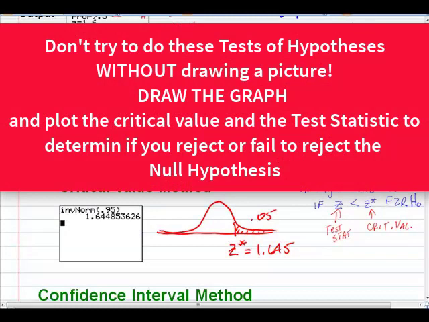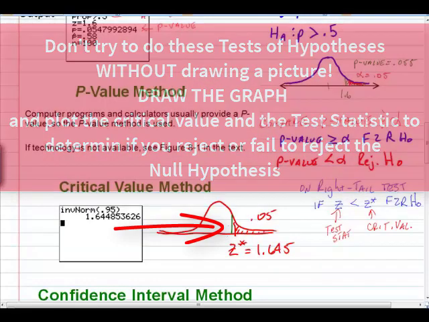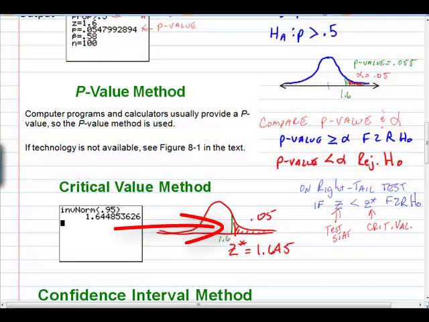With a test statistic of 1.6, we would see that our test statistic would fall right here, 1.6, and it would be less than 1.645, the critical value. It's easier if you draw a picture, compare the numbers, and if your test statistic is in the clear, we fail to reject the null hypothesis. Otherwise, we would reject the null hypothesis.